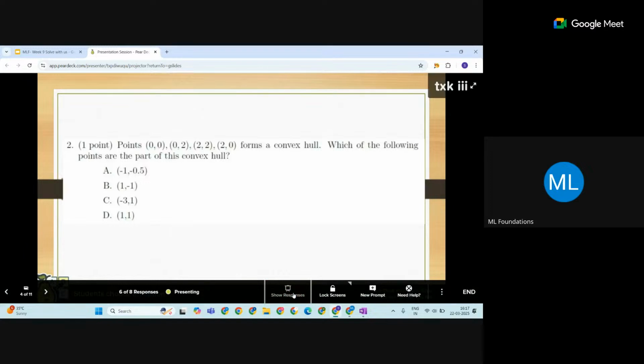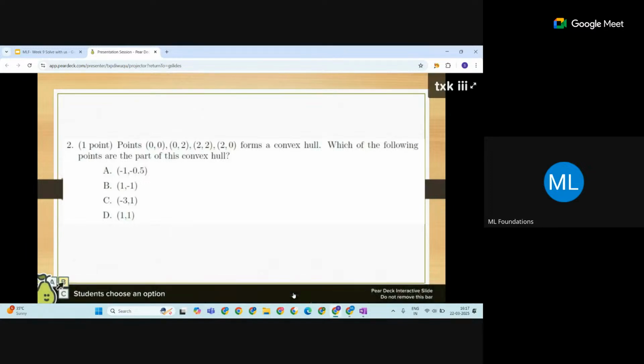Okay, option D only. So how are you choosing? Option D is the only part of that convex hull. Essentially, if we mark all four given coordinates, sir, 0,0, 0,2, 2,2, 2,0, we get a kind of square in the first quadrant. We can visually and easily figure out which of the following points fall into that space, and the only one that falls is 1,1.